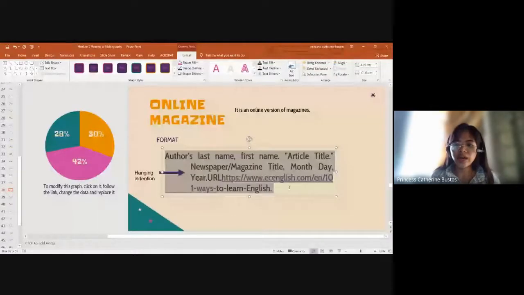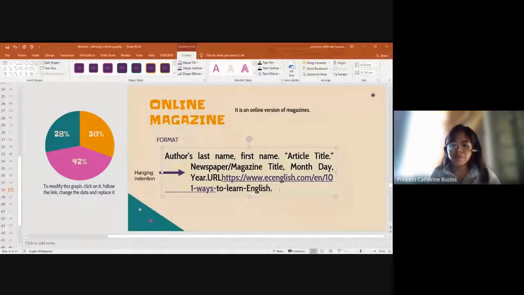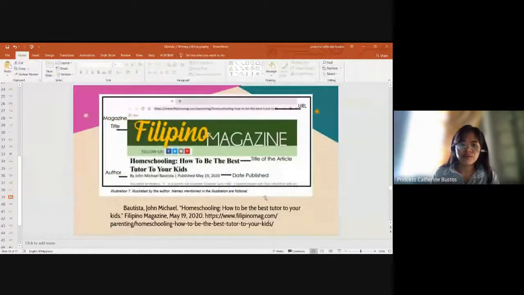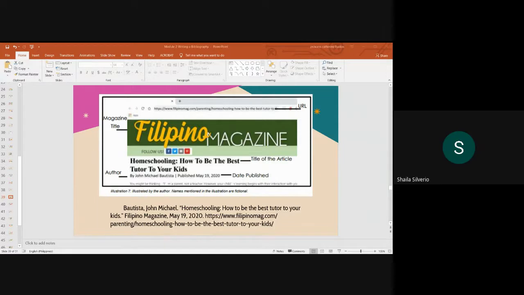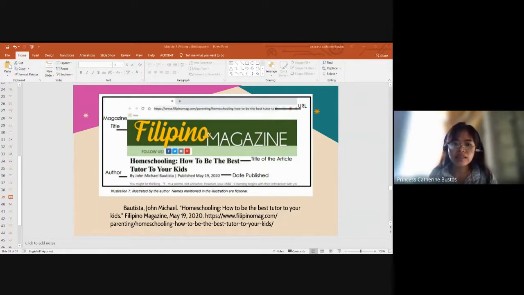So there are many magazines. Let's continue. We're almost done. We only have one last. Okay. So just like what we mentioned a while ago, you just need to add the URL here. No period, of course. Next, we have an example. What is the magazine title? It's at the uppermost. Shaila? Ma'am, Filipino magazine. Very good. That's the magazine title.